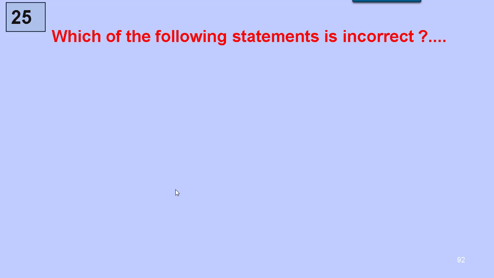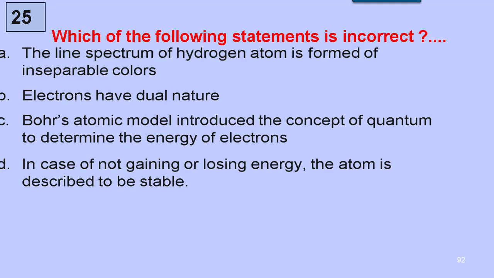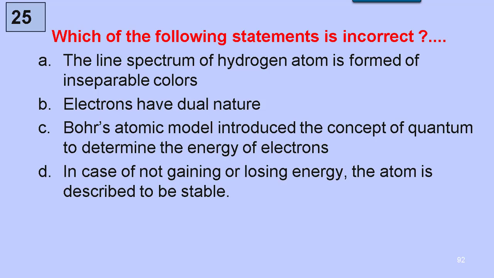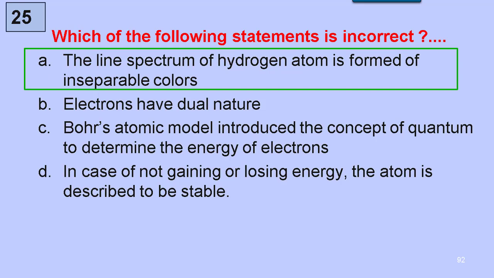Which of the following statements is incorrect? The line spectrum of hydrogen atom is formed of inseparable colors. Of course, the first statement is incorrect because the line spectrum of hydrogen separated with dark areas.